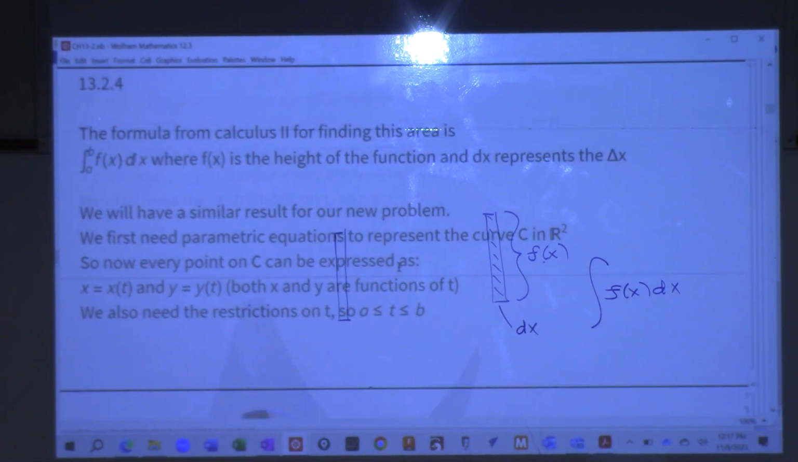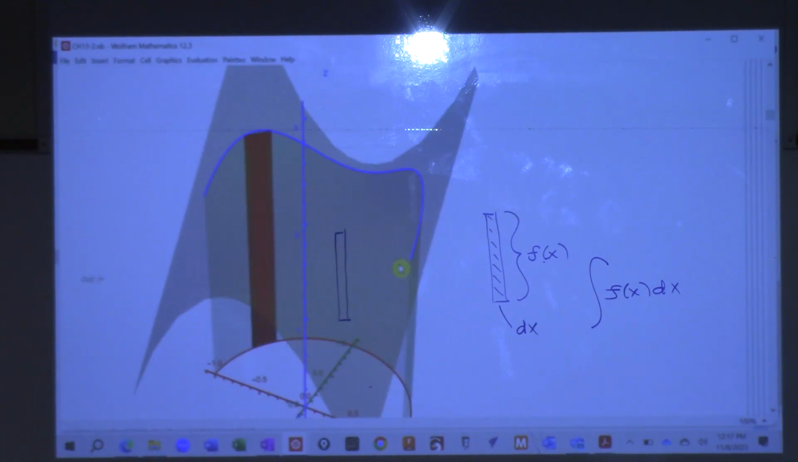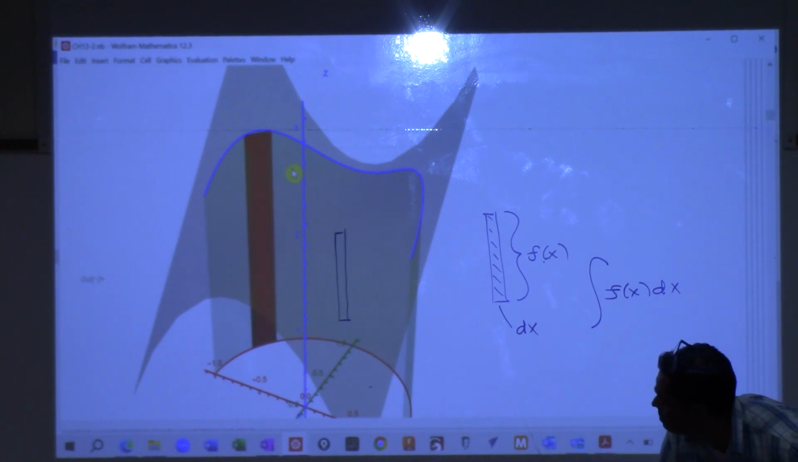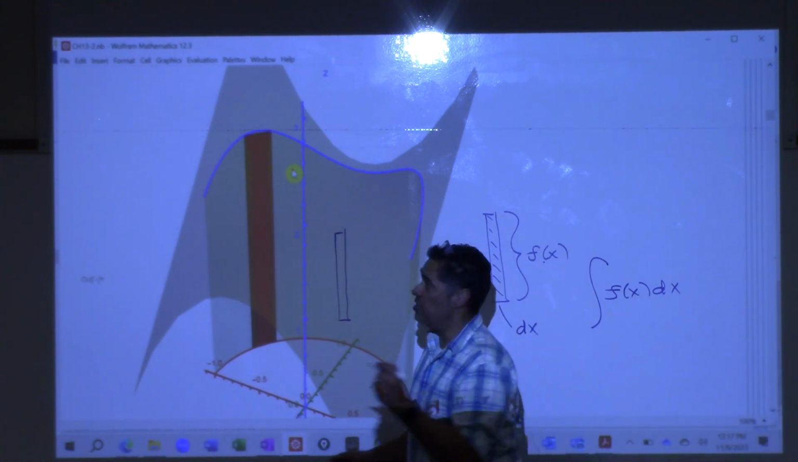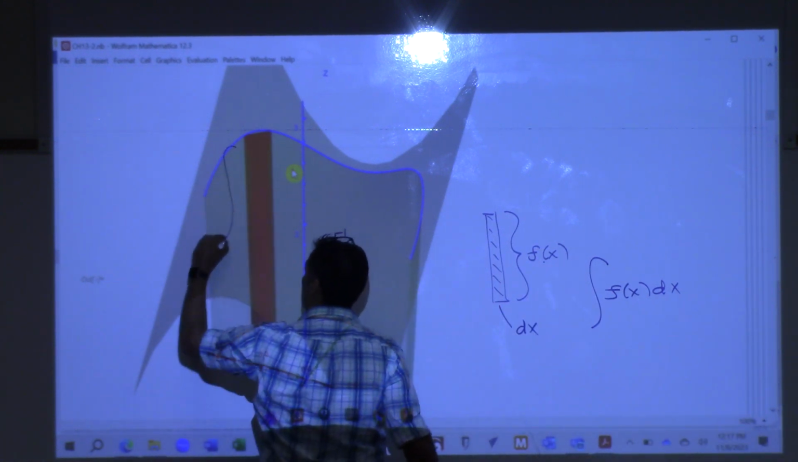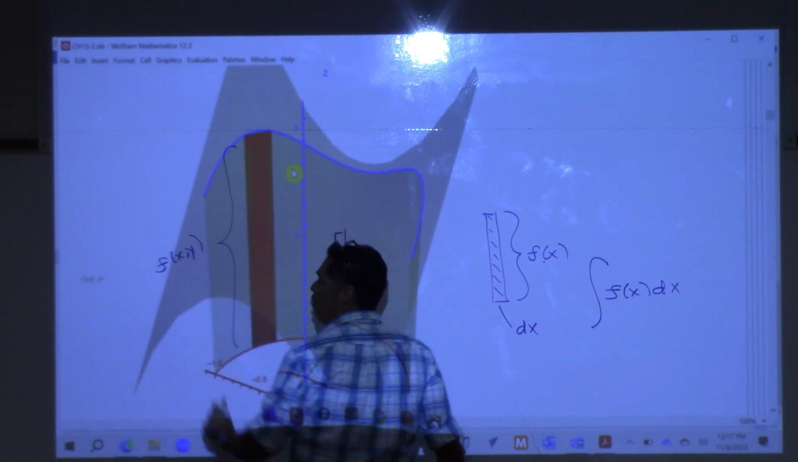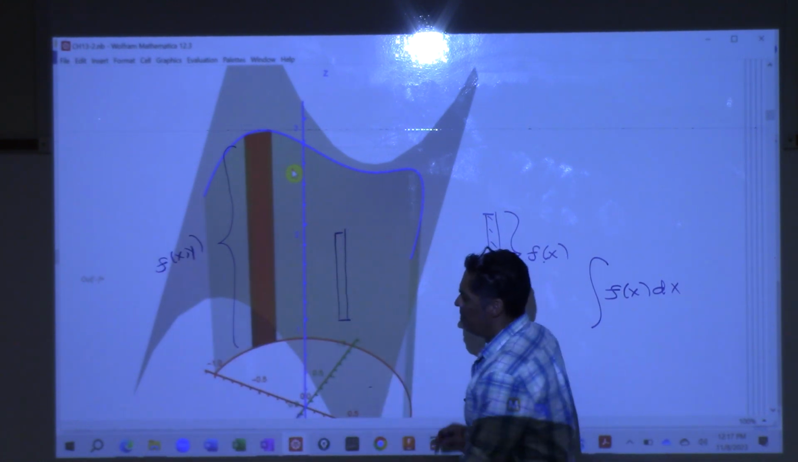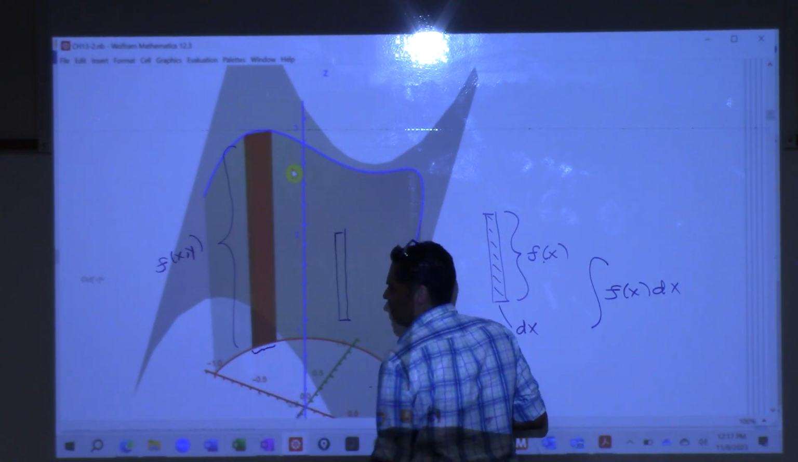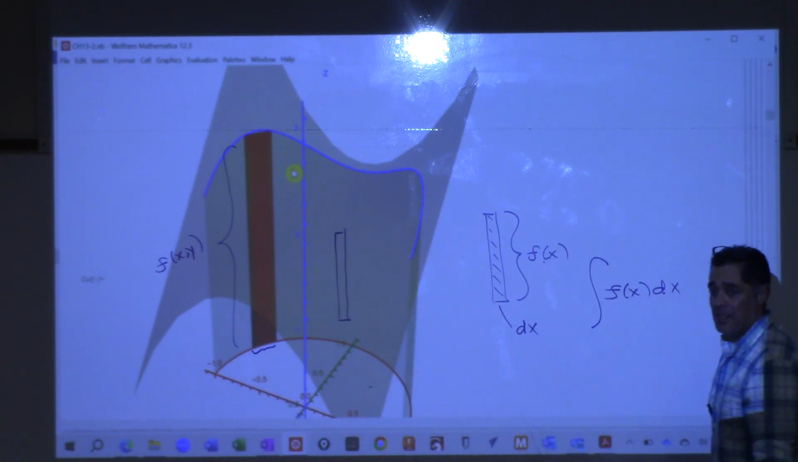I think I have a picture here. If I take one rectangle in here, I know the height of it. What's the height of this piece? It's the function, the surface. So the height should be the function evaluated at some point in this domain, but then how wide is it? Not dx, not dy.